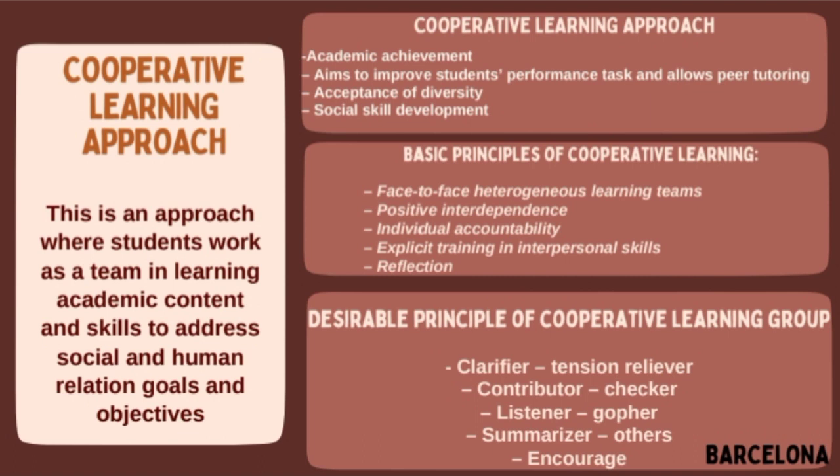Next, we have the basic principles of cooperative learning. So, there are five basic principles. First, face-to-face heterogeneous learning teams. This means students work together in small groups, sitting face-to-face. Heterogeneous means the groups have students with different abilities and strengths, so everyone in the group brings something unique to the team.